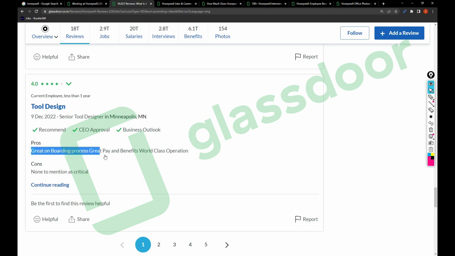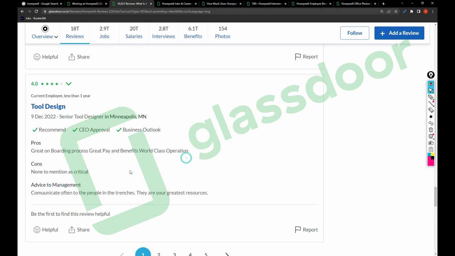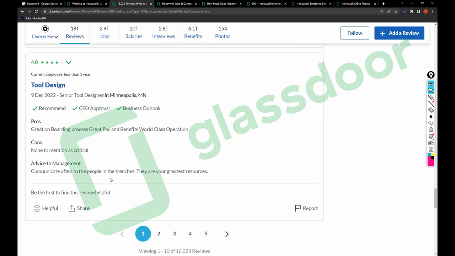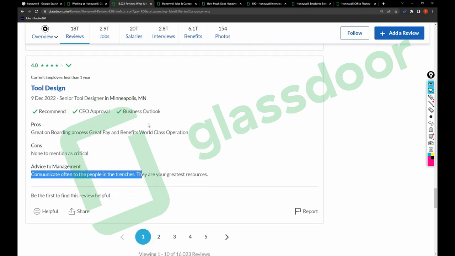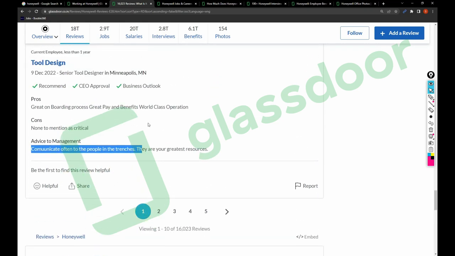Pros are a great onboarding process, great pay and benefits, world-class operation. Cons: none to mention as critical. Advice to management: communicate often to the people in the trenches. They are your greatest resources. So these are the current situation of the company using the reviews.